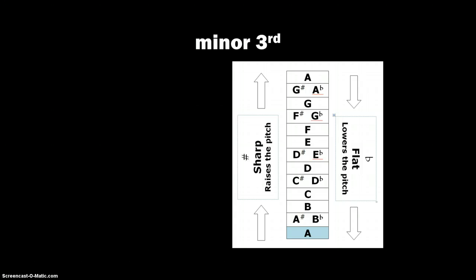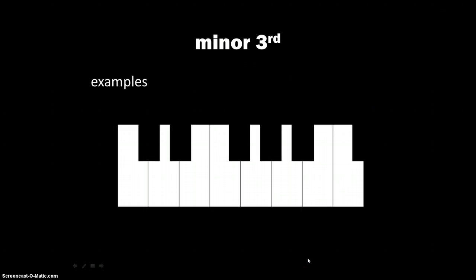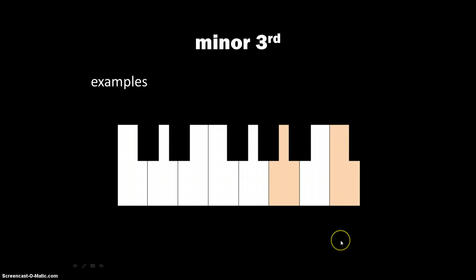So let's take an example of this. We start on A, and we're going to move up 1, 2, 3 half steps to C. That will give us a minor third. Looking on the piano, we're going to have our A here, and we're going to go 1, 2, 3 half steps up to C. This is what it would sound like.